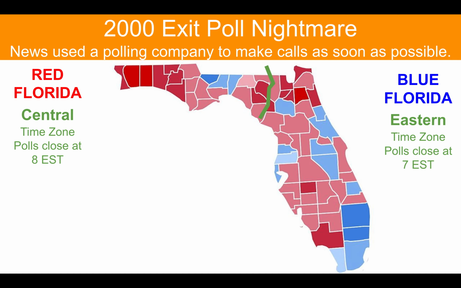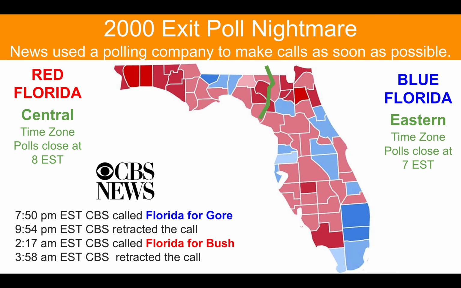Now, exit polls can be theoretically a nightmare, especially if you have polling companies wanting to call an election sooner, like CBS, who called Florida for Al Gore in 2000 at 7:50 p.m. and then they took it back. And then they called Florida for George W. Bush at 2:17 a.m. and then they took that back.